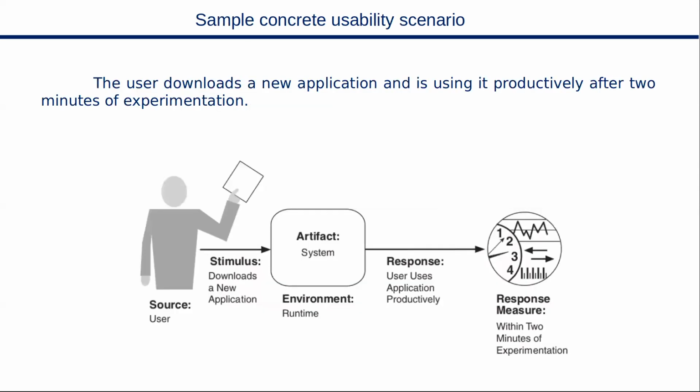Now let's take a look at a concrete example. The user downloads a new application and is using it productively after 2 minutes of experimentation. How can the concrete scenario look? The source: user. Stimulus: download a new application. Artifact: system. Environment: runtime. So the response is the user uses the application productively. How can we measure this response? Within 2 minutes of experimentation. That's one of the examples of how the concrete scenario can look for usability.